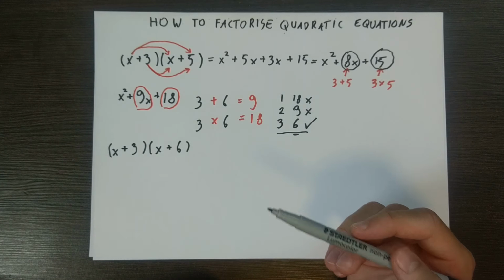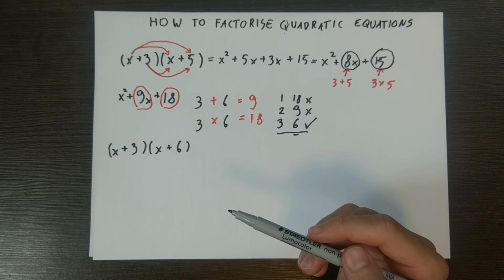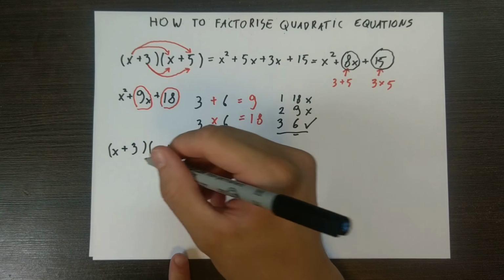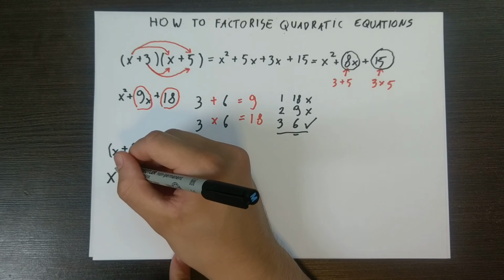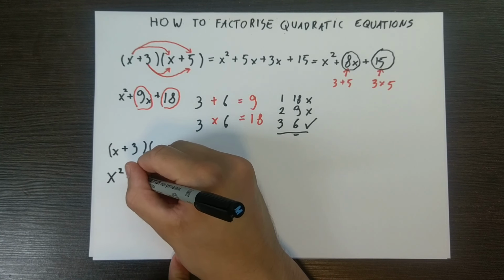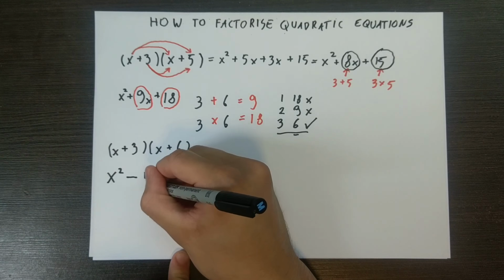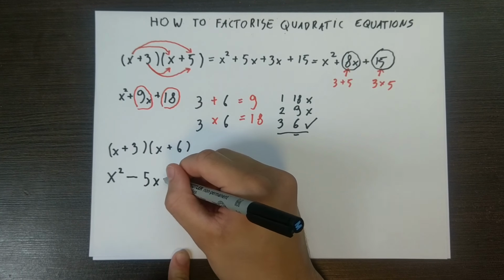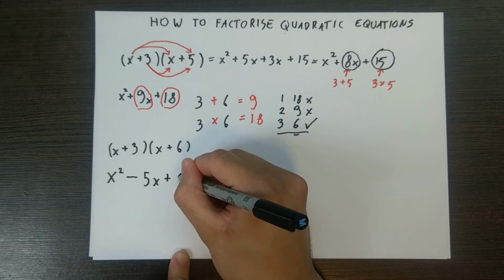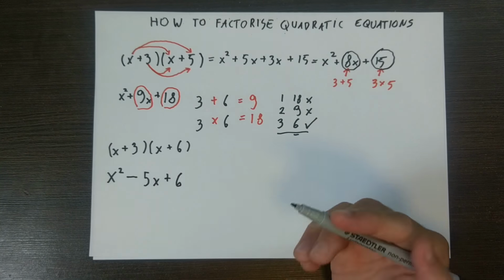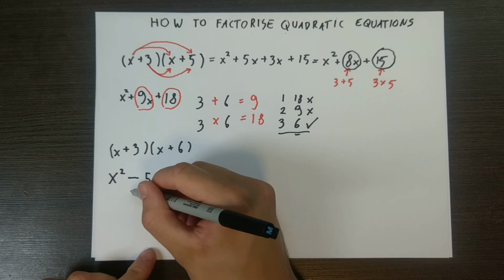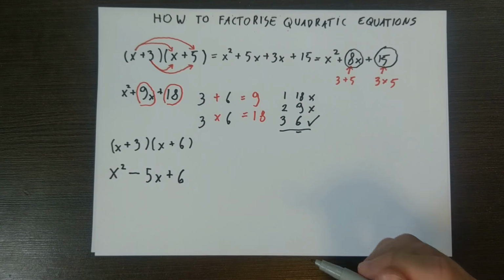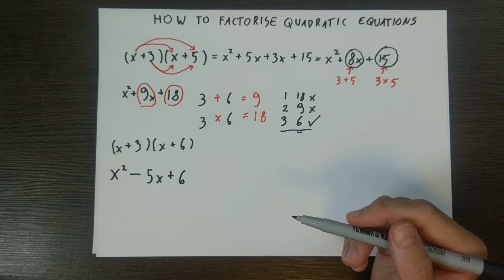Okay, however, what happens if we have negative signs in the equation? For example, equations such as this, x squared minus 5x plus 6. It's a relatively simple equation, however it has a negative sign here. What do we do in such a case?